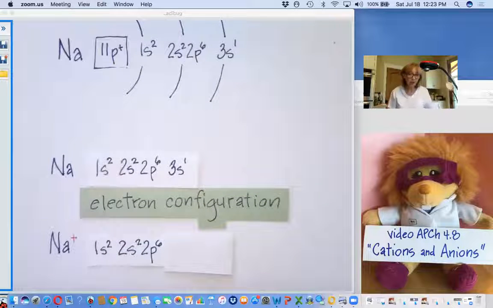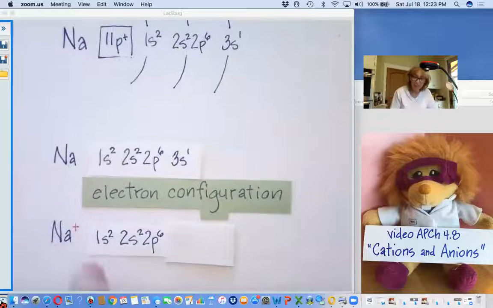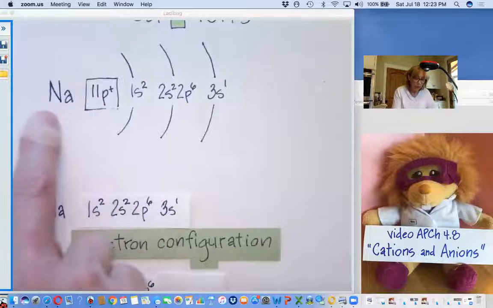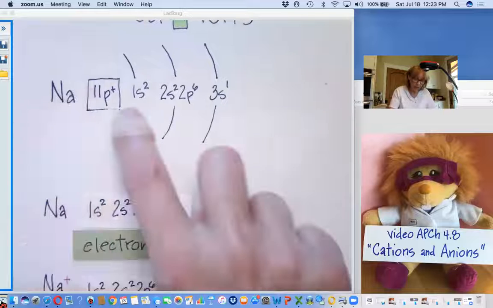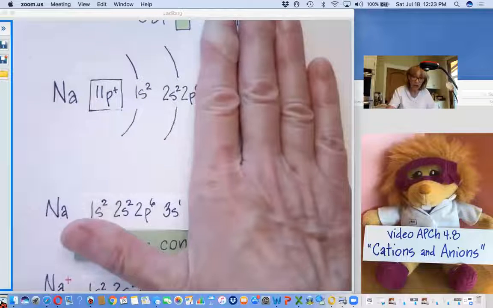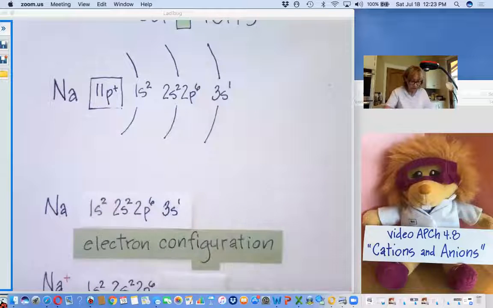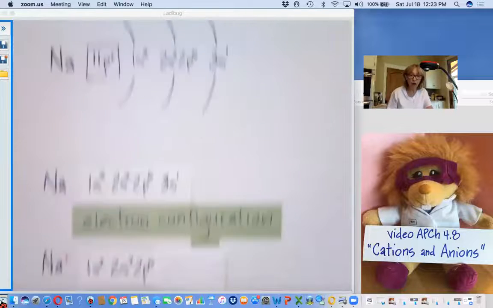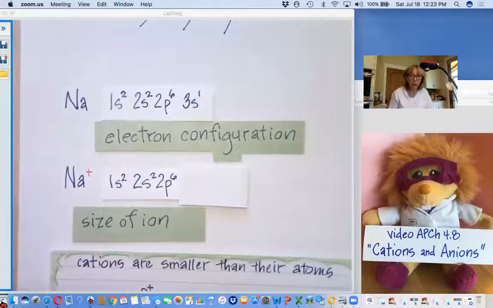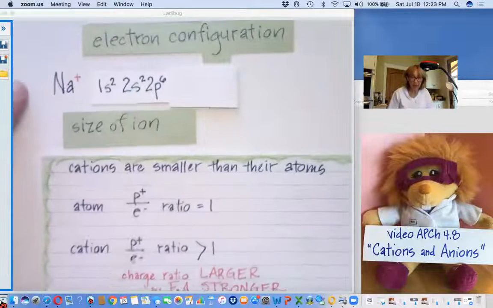Okay, now let's talk about size. You can see from the electron configuration of the ion that it's shorter than that of the atom. And if we look back up here at our picture, when we considered the neutral atom, there were 3 occupied energy levels, but the ion had only 2 occupied energy levels. So we find that that's true for all cations. Cations are always smaller than their atoms.